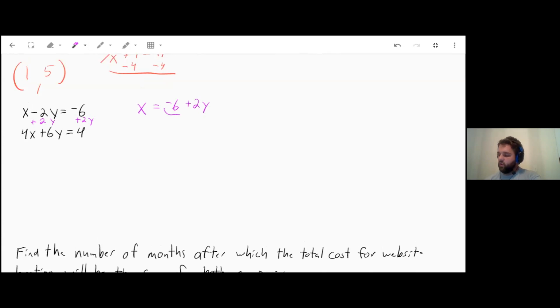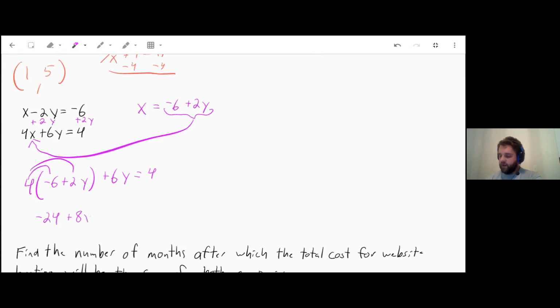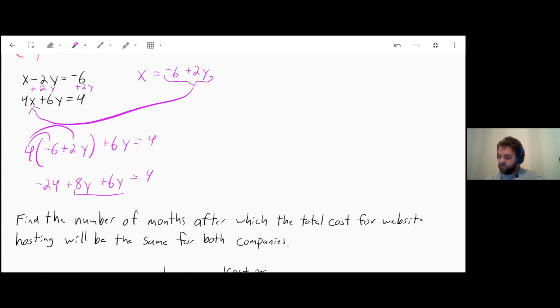And now we can substitute this whole thing in for our x down here. So you'll have 4 times negative 6 plus 2y, plus 6y, is equal to 4. Well, now we can distribute the 4 into both terms. So we'll have negative 24 plus 8y plus 6y equals 4. We can combine our like terms. So 6y plus 8y will give us 14y. And we can add that 24 to both sides. So 4 plus 24 will get us to 28. And now we can divide both sides by 14 to get y by itself. So y is going to equal 2.